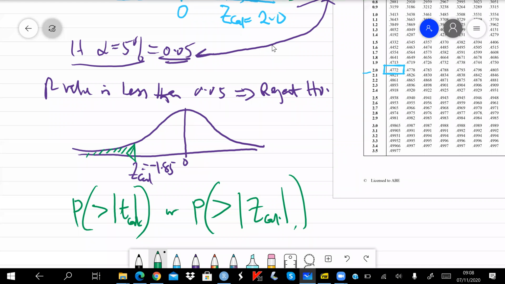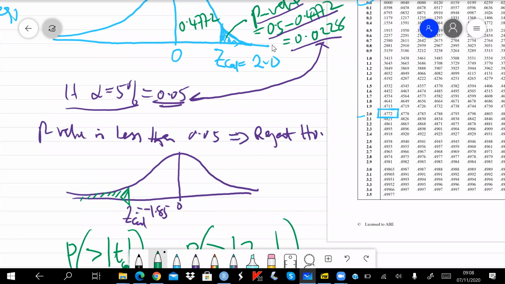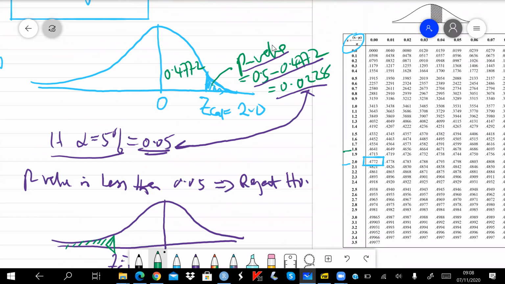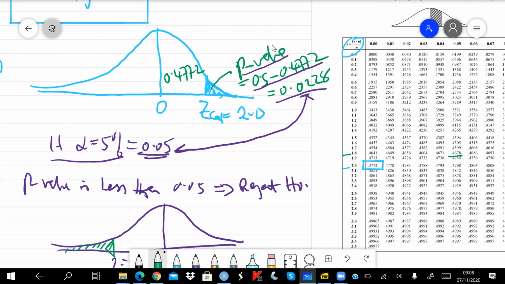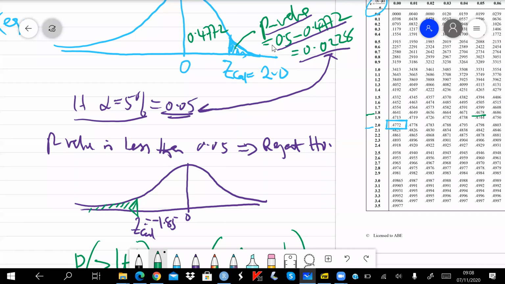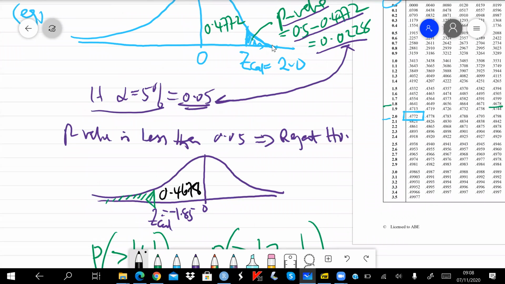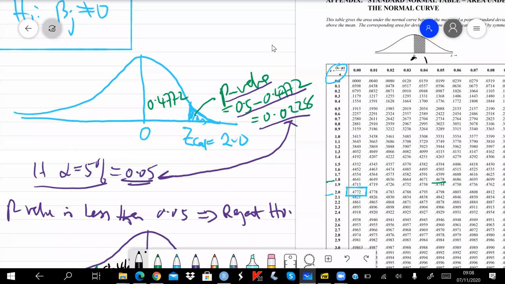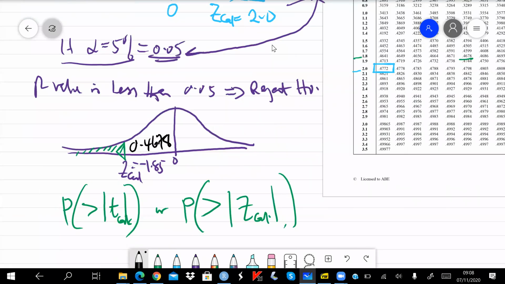So in this second scenario here, you would come to your tables, look for 1.85. So you have 0.4678. Remember, the areas are from the center all the way to the given value of z. Okay. So the remaining area is your p-value. So you have 0.5 minus 0.4678, which is again a small p-value. So this is 0.0322. So you make a conclusion based on that. So basically, if you wanted to obtain the p-values, that's how you would obtain them.